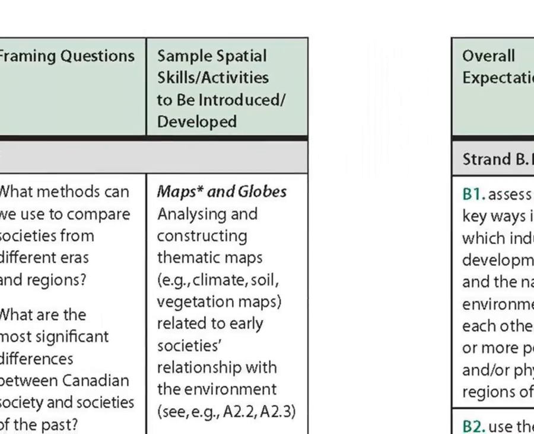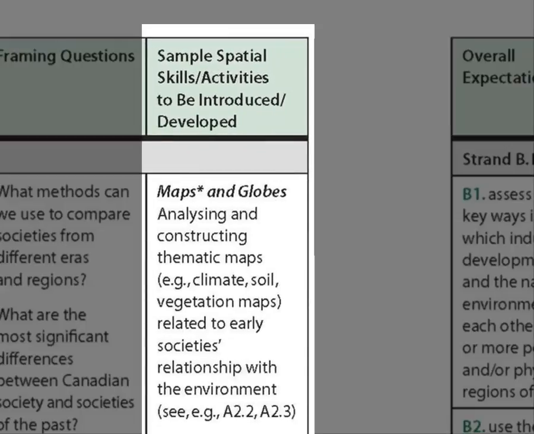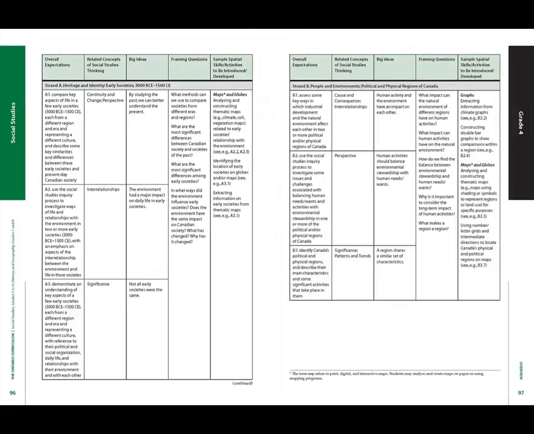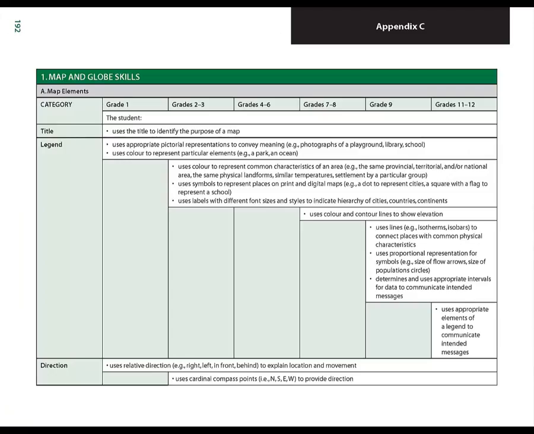The last column is on sample spatial skills. Students use spatial skills and tools to analyze and construct various types of maps and graphs. By developing these skills, students will be able to understand and analyze visual data and information, contributing to their ability to solve problems. This highlights the shift to skill-based learning to focus the learning on helping students acquire and practice the skills needed to be a spatially literate person. There is also a map and globe and graphing continuum in Appendix C, and it covers the learning of these skills from grades 1 to 12.